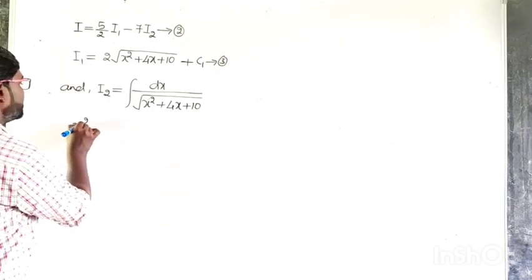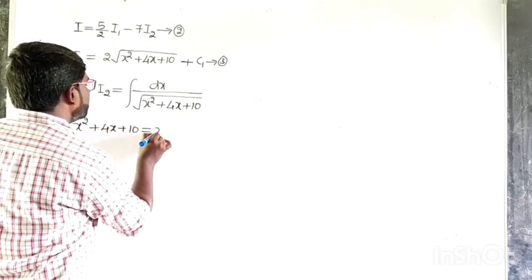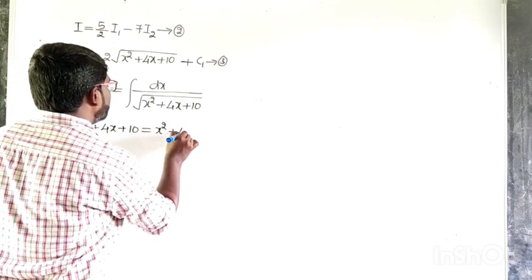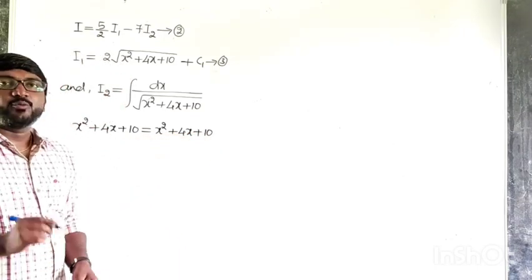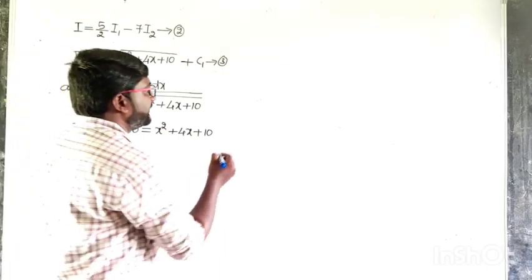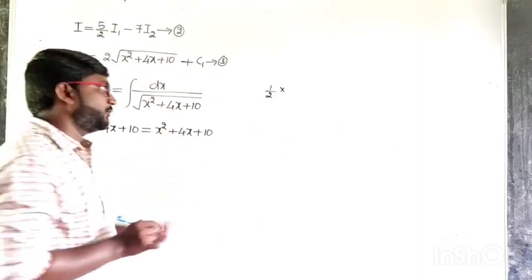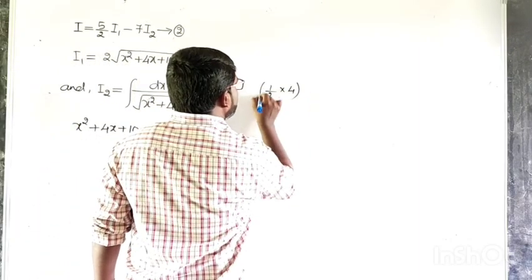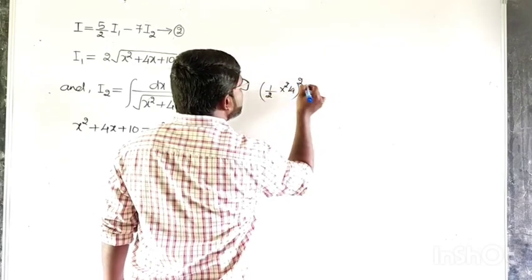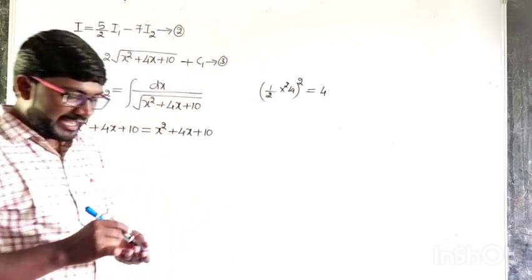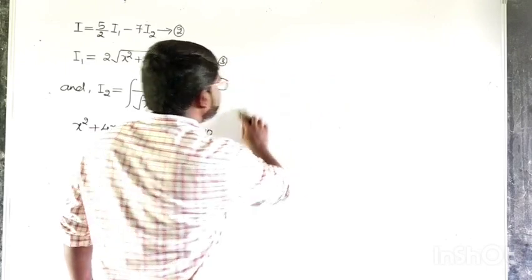So x square plus 4x plus 10. Now we have to add and subtract 1 by 2 into b the whole square. What is the value of b here? It is 4. So half of 4 is 2, and 2 square will be 4. So we need to add and subtract 4 to this quadratic polynomial.